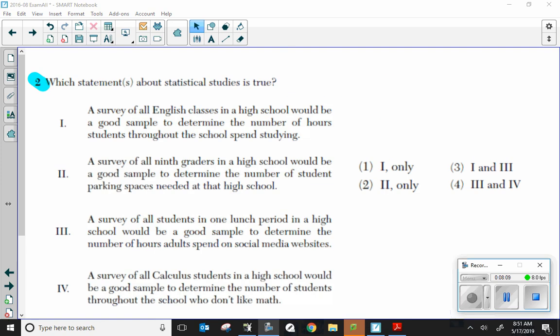Number 2, that was highlighted blue, so this is a data and stats problem. But you know what? You have to do no math. I wish you got 4 or 5 problems just like this, okay? This is a common sense one. All right, let's take a look here.